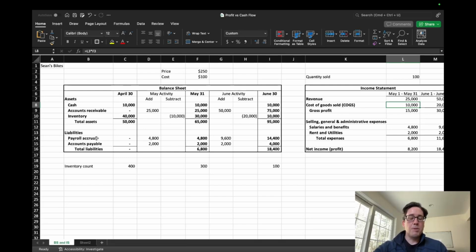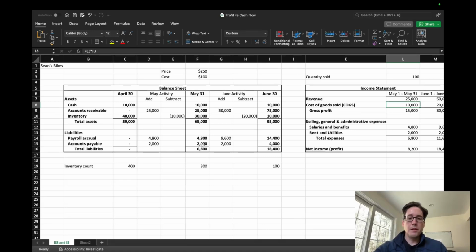And then I have this payroll accrual. That's just a fancy way of saying I owe my employees now because they had some hours. I owe them for those hours, but I haven't paid them yet. So see how this all equals here. So 4,800 was what my salaries and benefits expense was for May.